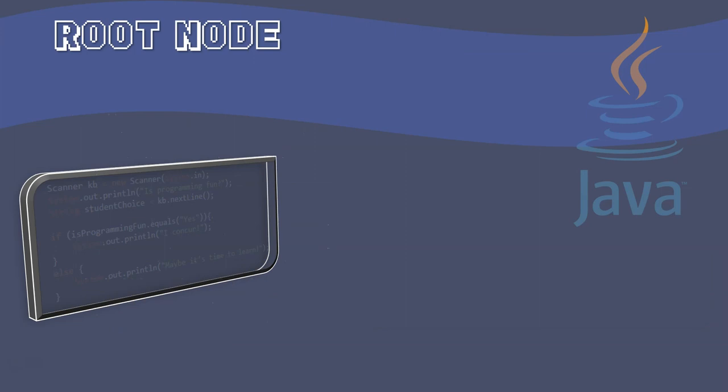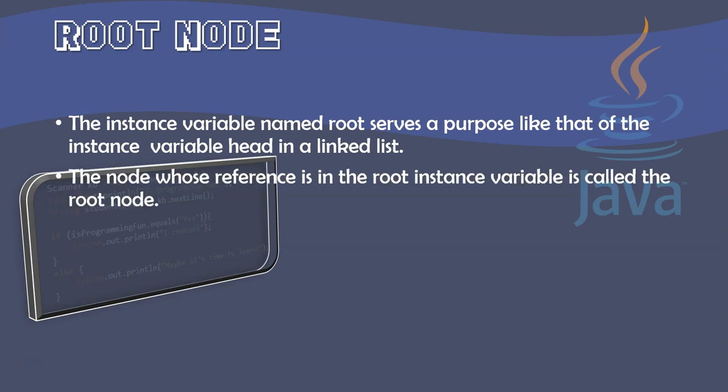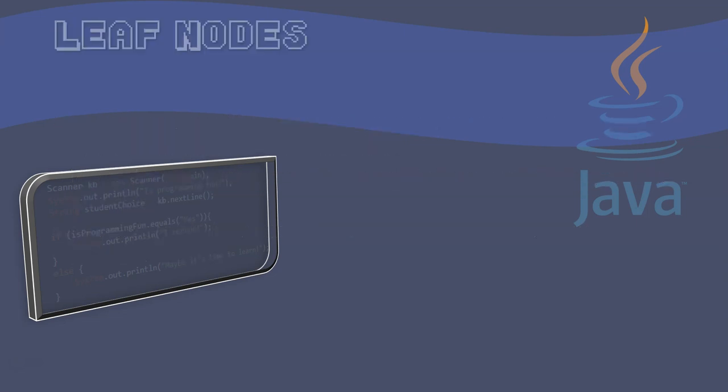Now, in that code, of course, you saw we had a root node. The instance variable named root serves a purpose like that of the instance variable head within a linked list. The node whose reference is the root instance variable is called the root node. Any node in the tree can be reached from the root node by simply following the links. We just trace them back to the top. Below the root, we'll have what are known as leaf nodes.